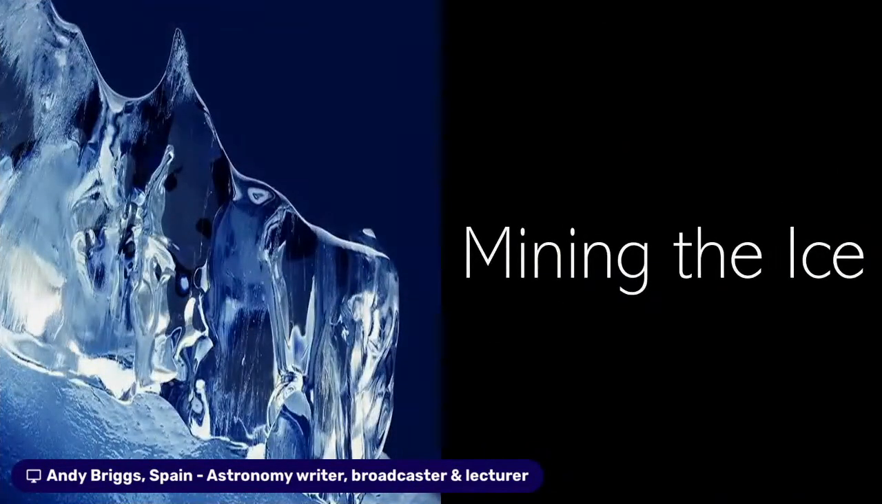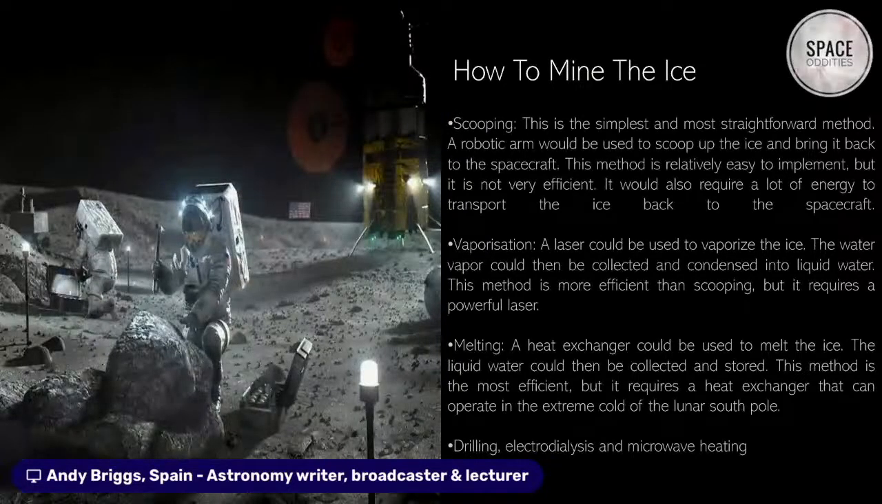So how do we actually extract ice and water from the moon? Well, you've got a number of different options for getting it out. You can scoop it with a robotic arm, but it turns out that's not very efficient and certainly not energy efficient. You can use a laser to vaporize the ice and then collect the water vapor. That, I think, would be a little bit tricky to do, but it's one option. You could use a heat exchanger to just melt the ice and collect the liquid water. And there are other methods they're looking at, including just straight drilling, something called electrodialysis, and heating the ground with microwaves to release the water held up in it.